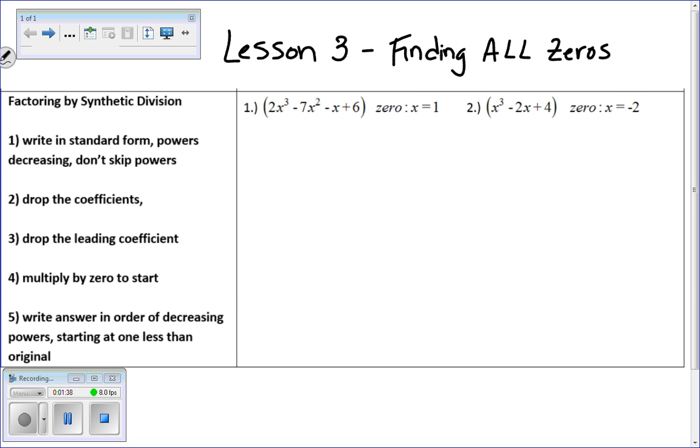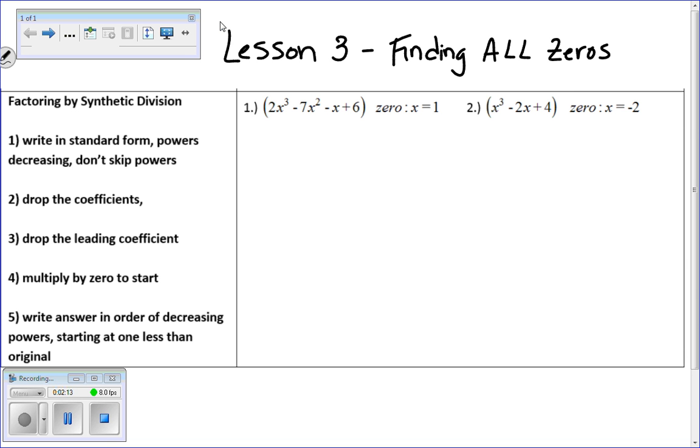So you're going to see problems like this one where you're given a 0, which means your factor came from x minus 1. So if you set this equal to 0, it'd be x minus 1. So your factor is x minus 1. So x minus 1 times some other polynomial is going to yield the 2x cubed minus 7x squared minus x plus 6. So synthetic division can be relatively easy as long as we know what we're doing.